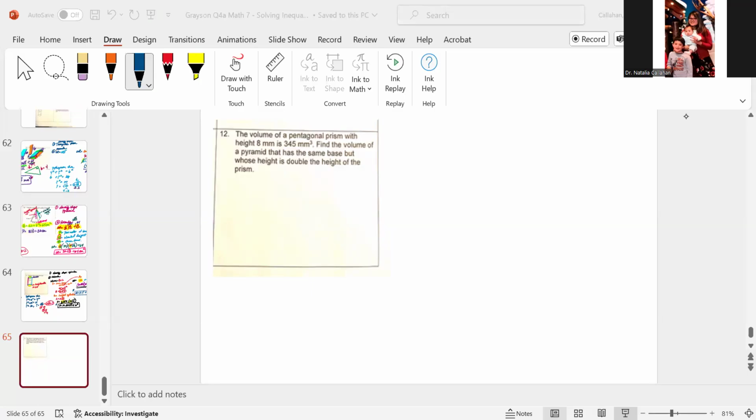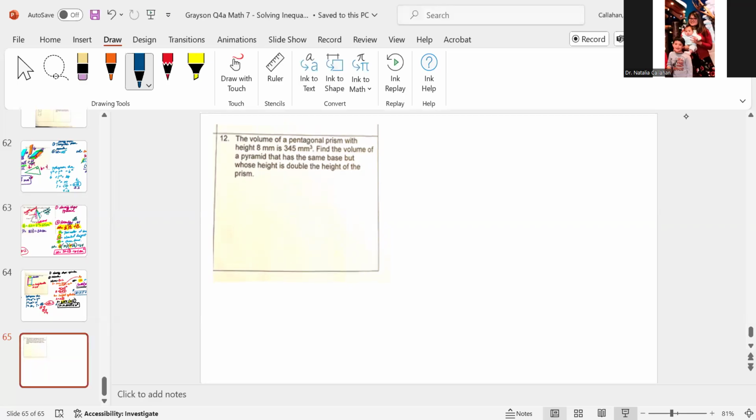I'm going to hate it. A pentagonal prism. Is she out of her mind? Okay, go ahead. Is 345 millimeters. Find the volume of a pyramid that has the same base but height is double the height of the pyramid. I just need Google to solve this. I don't know. Okay, that's okay.